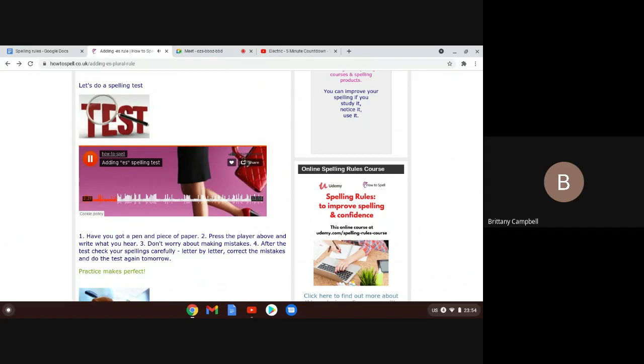Number 3. This suit matches my shoes. This suit matches my shoes. Full stop. This suit matches my shoes.